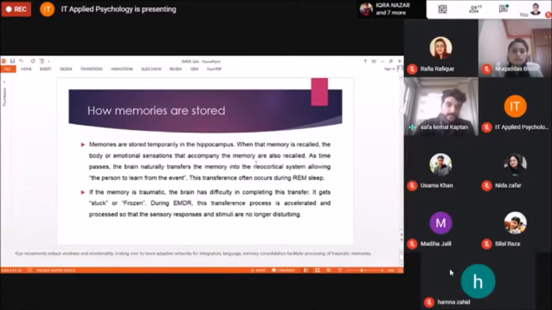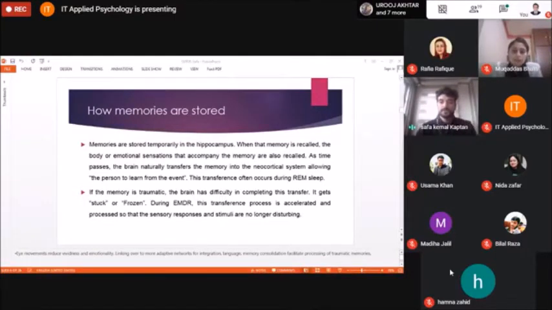But graduation is a positive memory. What if the memory is a traumatic one, a challenging one, a sad one? Then our brain has difficulties in completing this transfer, this movement to another part of the brain. It's like the memory gets stuck or frozen in our brain, and we can't get over the negative emotions. Even 10 years after the event, we can't get over it.